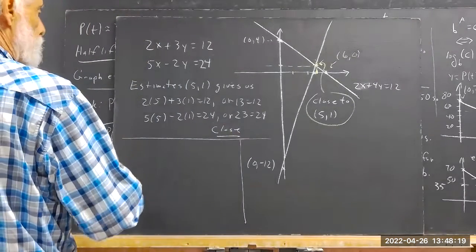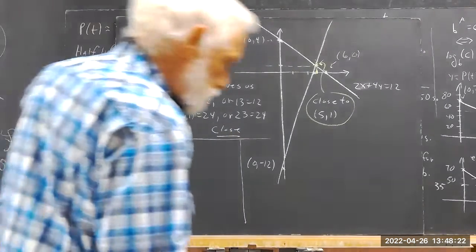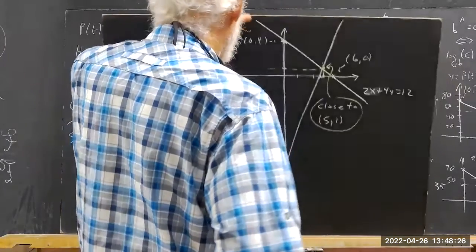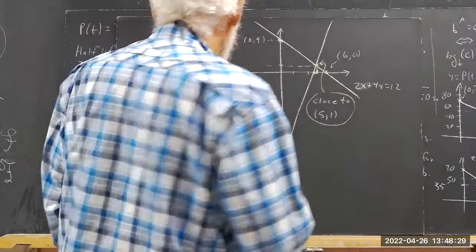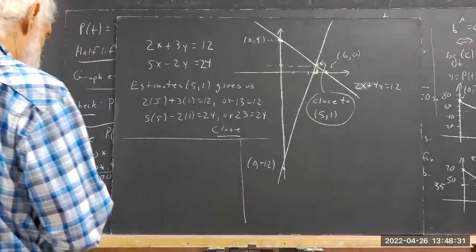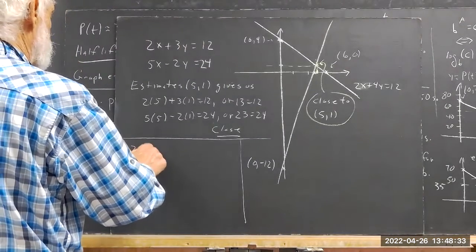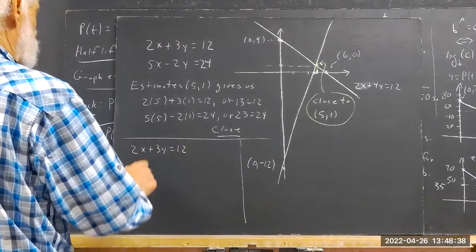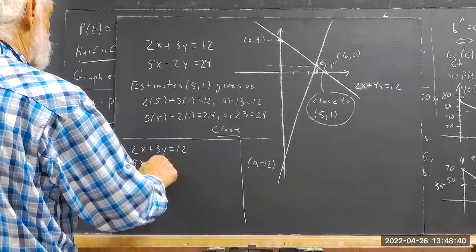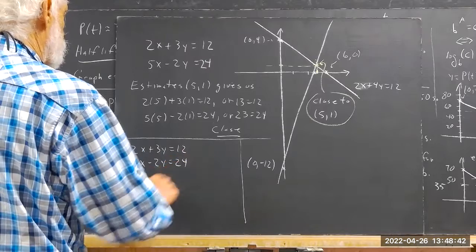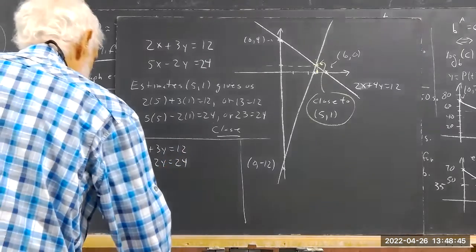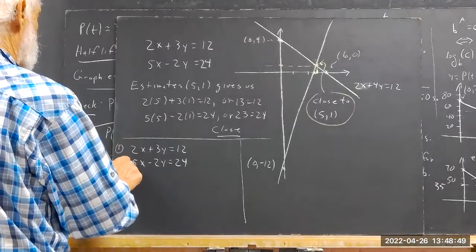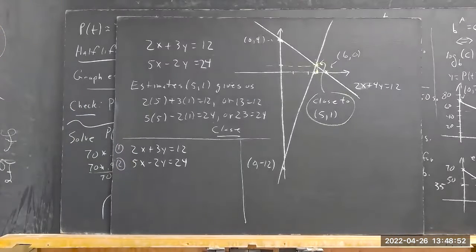Okay, so here I'm going to write my equations down again. So now we're going to say I've got 2x plus 3y equals 12, and 5x minus 2y equals 24. I'm going to call this equation 1. I'm going to call this equation 2.